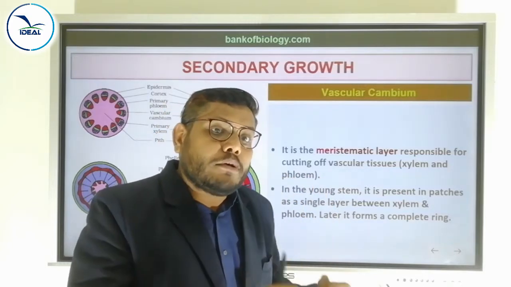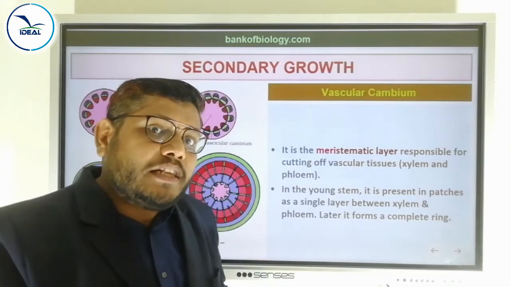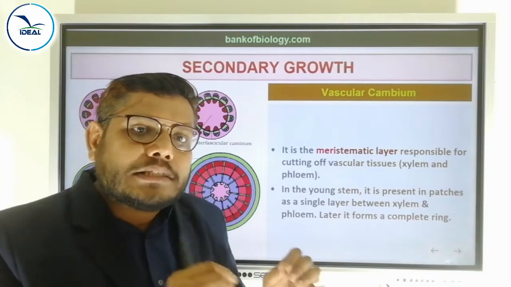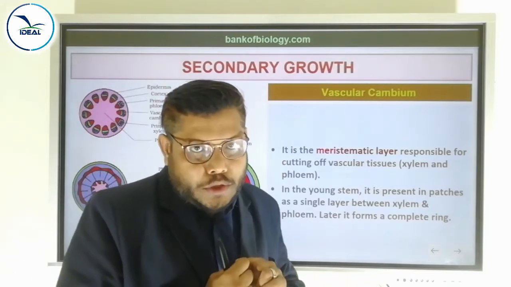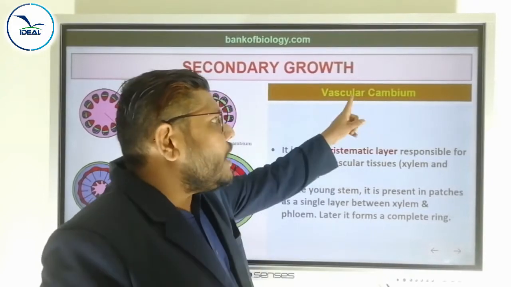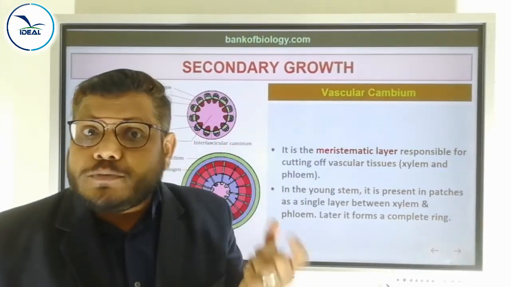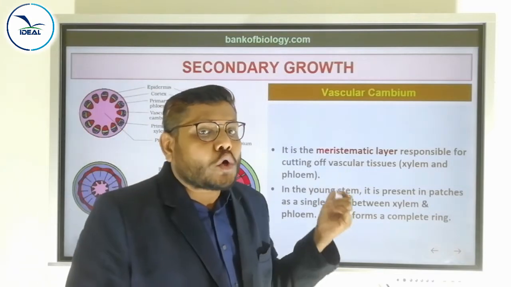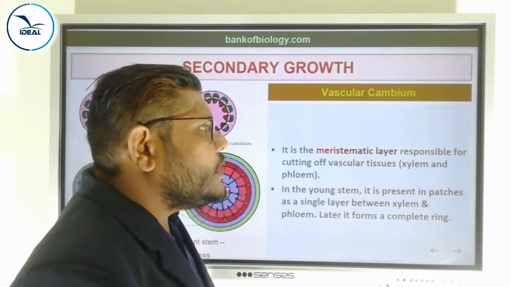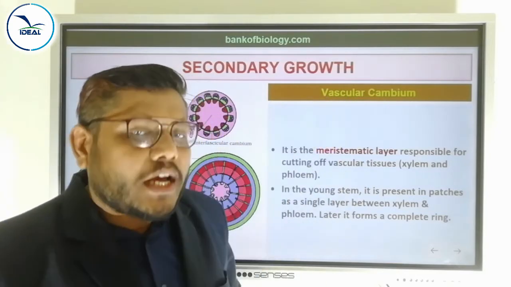If the particular secondary growth takes place by the activity of the lateral meristem Cortex cambium, such a type of secondary growth is called extrastellar secondary growth. So, stellar secondary growth takes place by the activity of vascular cambium, and extrastellar secondary growth takes place by the activity of Cortex cambium. First one, stellar secondary growth. The stellar secondary growth takes place by the activity of vascular cambium.